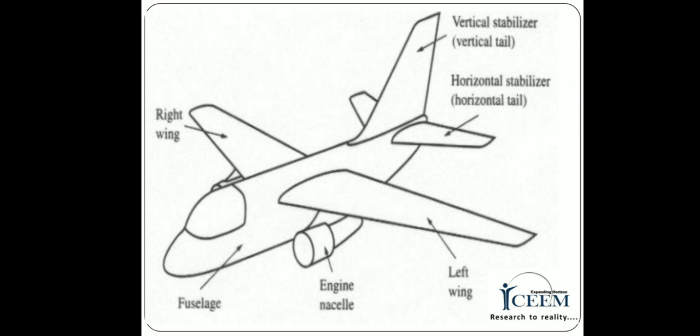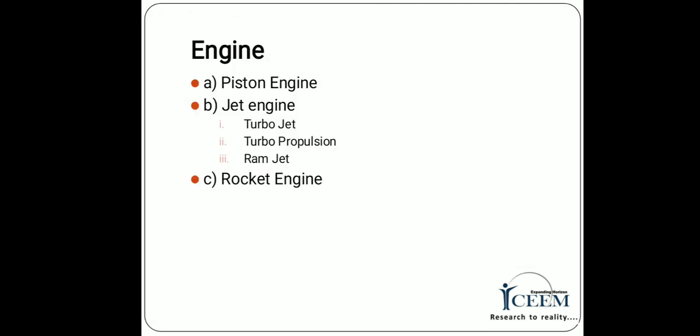First component is engine. This is the main component of the aircraft. Engine can be divided into piston engine, jet engine and rocket engine, in which jet engines are also classified into turbojet, turbopropulsion and ramjet. First of all, we see piston engine.